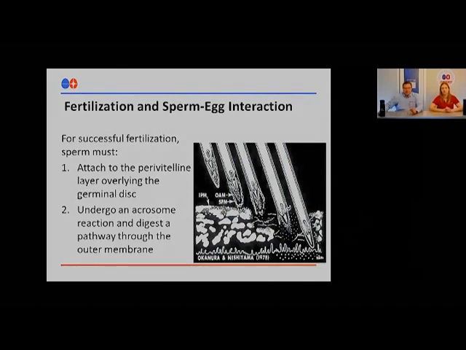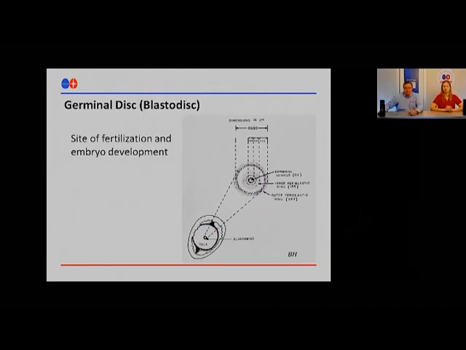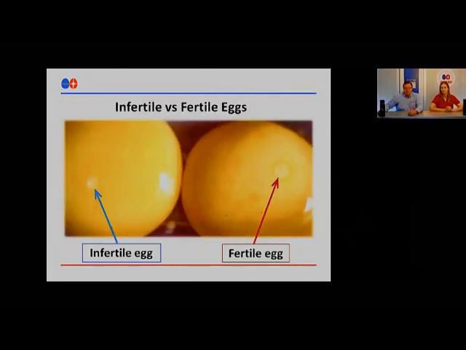Next stage in fertilization, once that sperm is stored, gets to the site of fertilization, they recognize binding sites, they undergo an acrosome reaction, they digest and penetrate a hole into the membrane to gain access to the female genetic material, and that is at the germinal disc area where fertilization will occur.